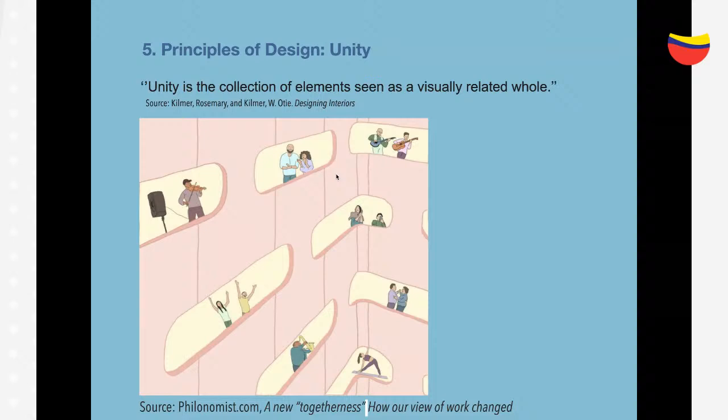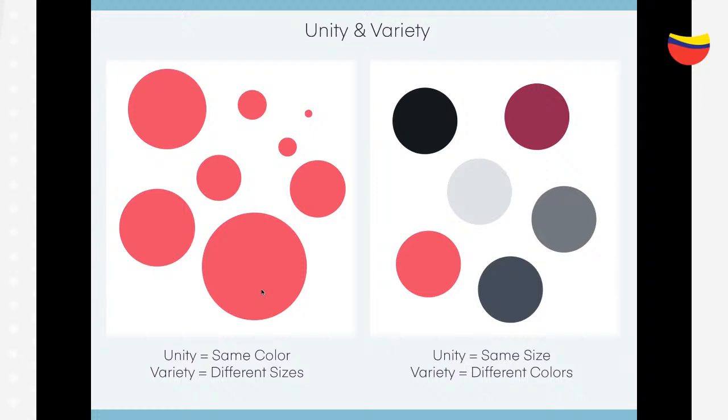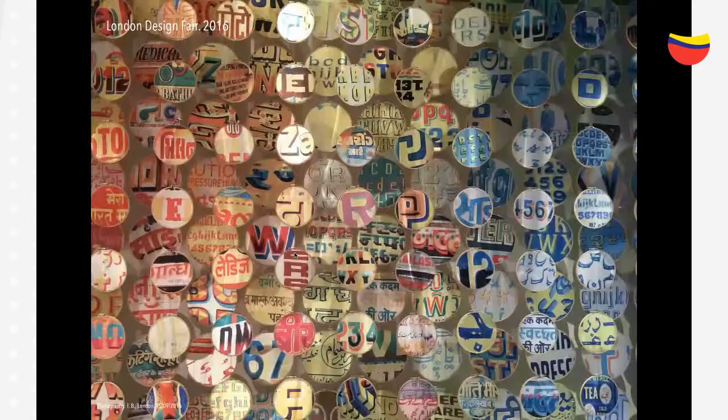Unity and variety. To understand what it is clearly, I put this image. So on the left-hand side, you see unity is achieved by the same color. They're all the same. And on the right-hand side, you see unity is achieved by the size. They're all the same size. And then variety is different colors. Here the variety is different shape.